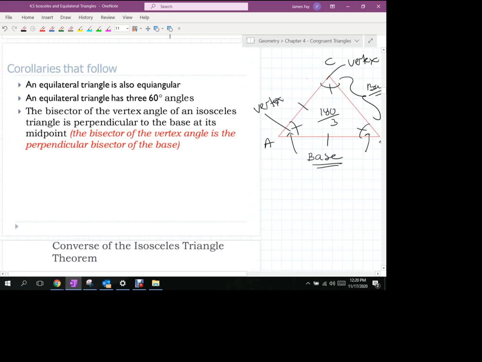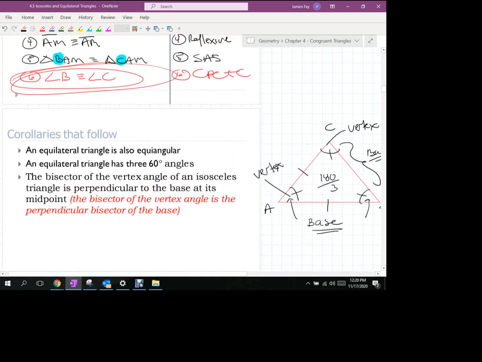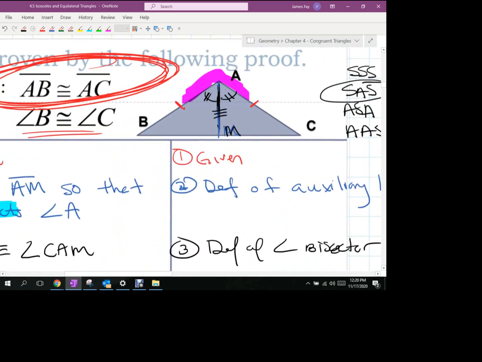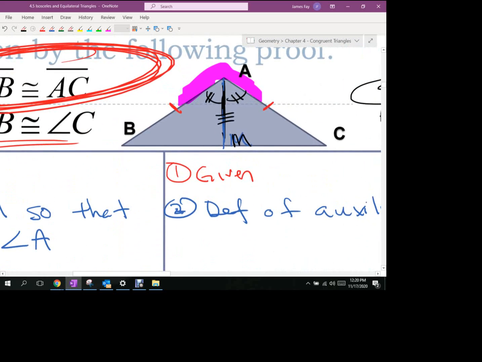The bisector of the vertex angle, this one here is a huge tool for us for the rest of the year. It says the bisector of the vertex angle of an isosceles triangle is perpendicular to the base at its midpoint. And we'll come back and look at that red phrase here in a moment. But let's think about this. They're talking about this segment here, AM.